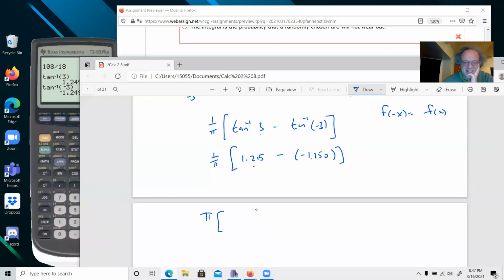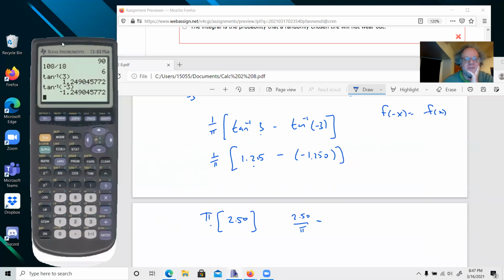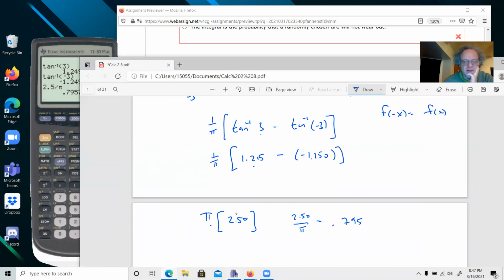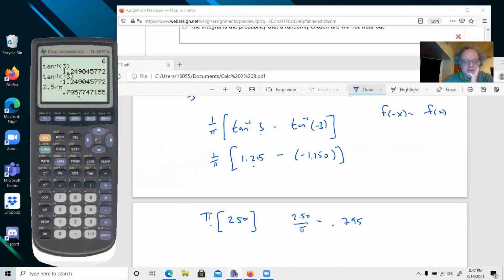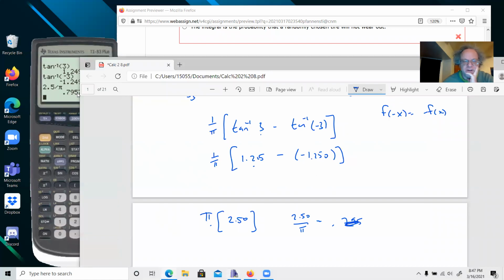All right. So 1.25 and 1.25, that's going to be 2.50 over pi, and that is approximately equal to 2.5 divided by pi. Right, we got 0.795. All right, I'm used to probabilities being 4 decimal places.